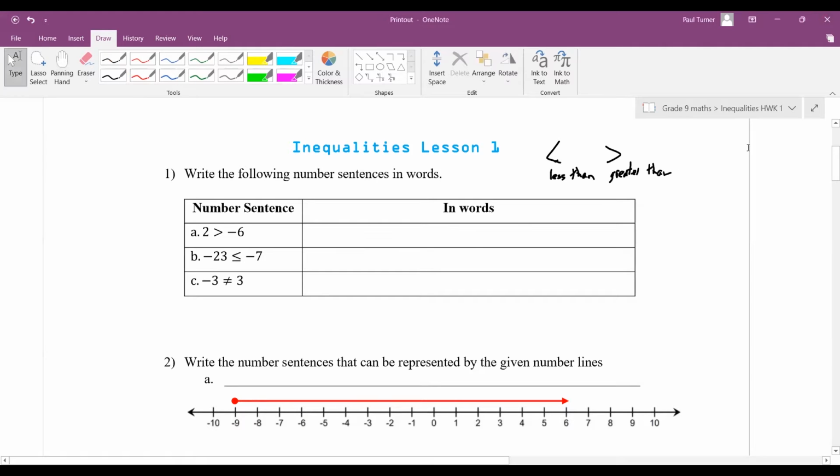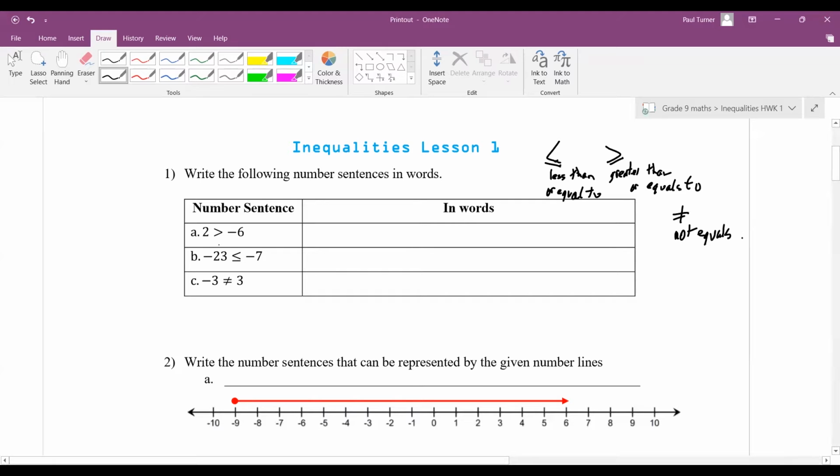Okay, and if we add an equal sign, this would be less than or equal to. And if you add an equal sign here, that would be greater than or equal to. And the other sign that you saw was not equals. Okay, so the first question here, we need to write the symbolic form of an inequality in 2 words.